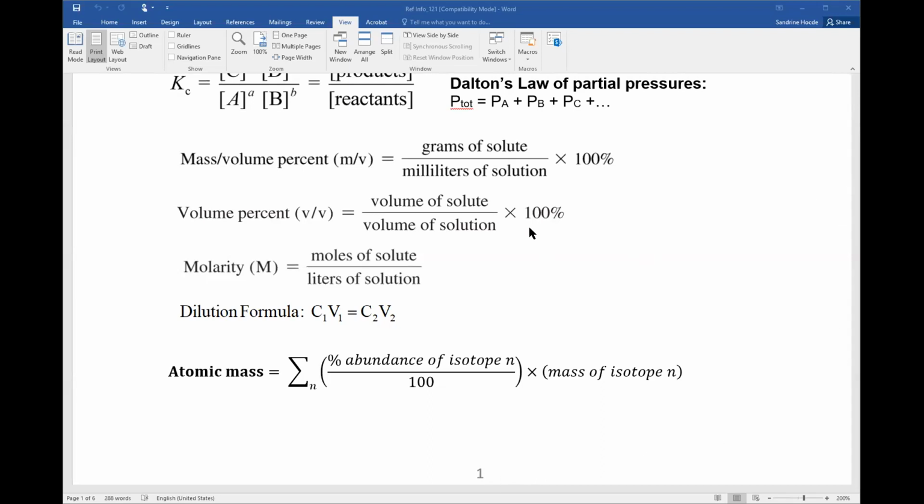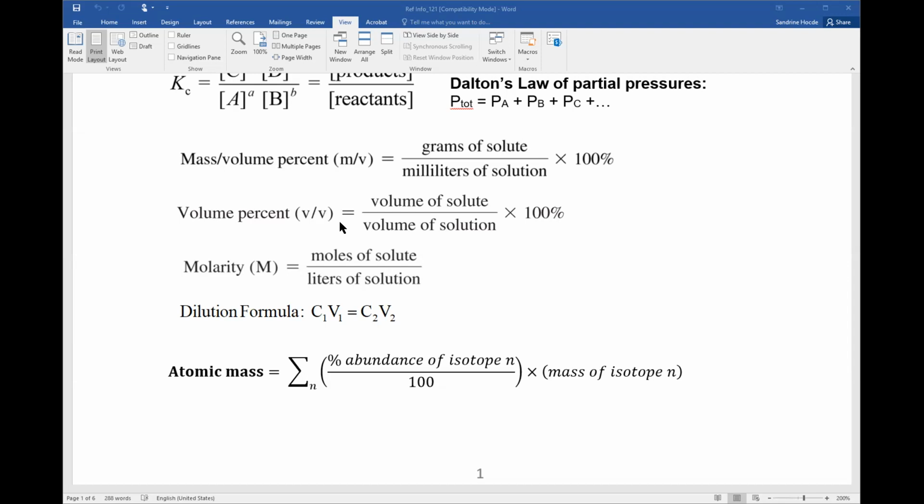On page 1 of the reference packet, the bottom half has the formula for the mass per volume percent, which is grams of solute over milliliters of solution times 100. So it's very specific here for the units. It's grams for the solute and milliliters for the volume of the solution, times 100. Whenever you have a percentage, you should multiply by 100. And then the unit is a percent.